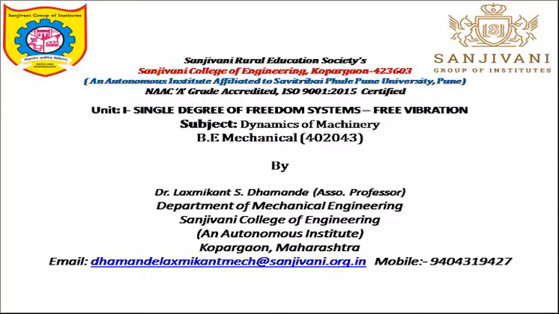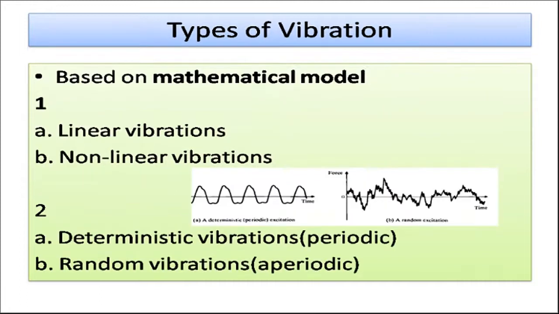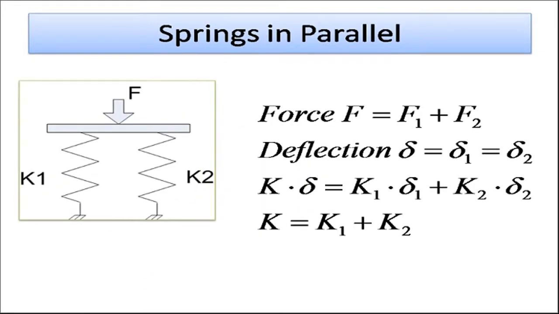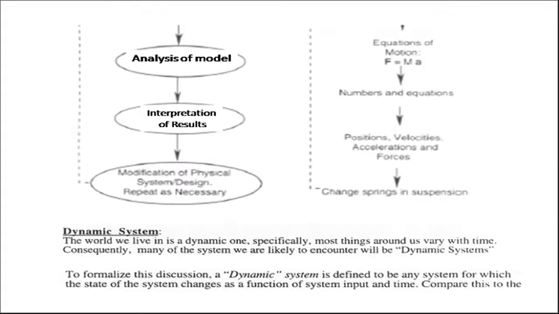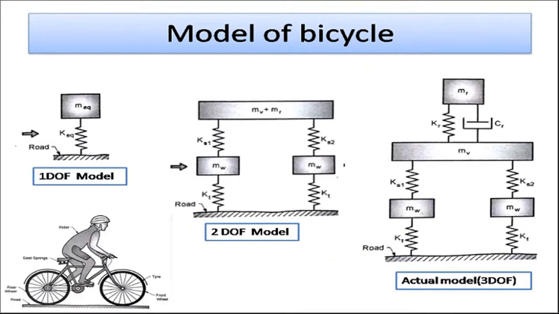Welcome back to unit number 1. We have discussed in the last lecture the different types of vibrations and also how we can make a mathematical model for a vibrating system. First we have seen the mathematical model for a forging hammer and a bicycle. Now we will see how we can make a mathematical model for the two-wheeler.